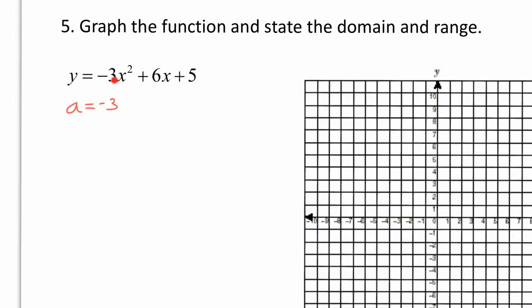So a is the coefficient in front of the x squared. B is the one with the x, and we do have an x term in the middle right here. So 6 is your b value, and your c is your constant, the number with no variable. My first step is to find my vertex. So for my vertex, we need my x coordinate and my y coordinate.